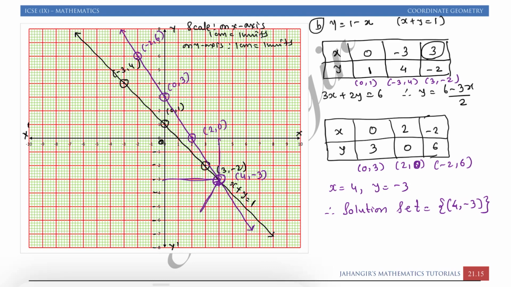Okay, always draw graph with a sharp pencil. Do not use a blunt pencil for that.